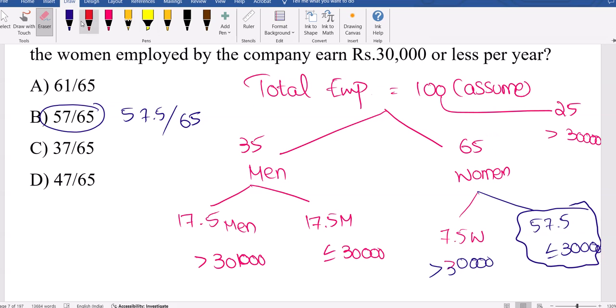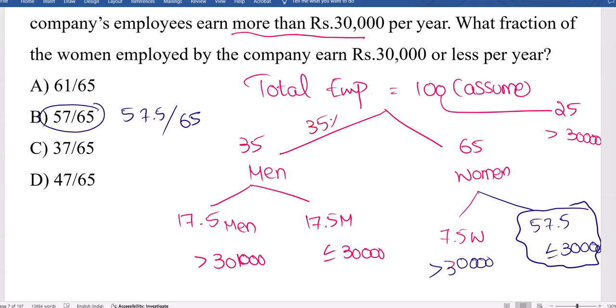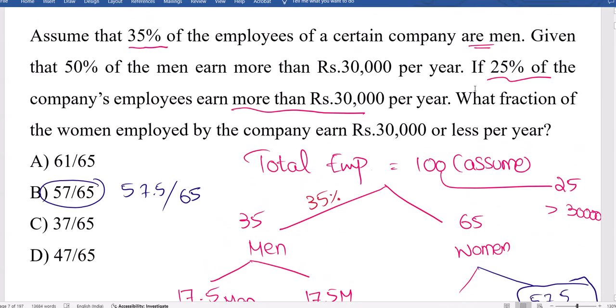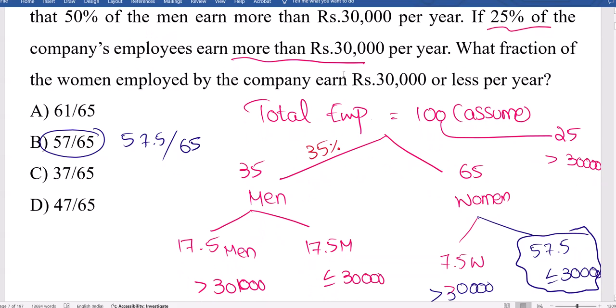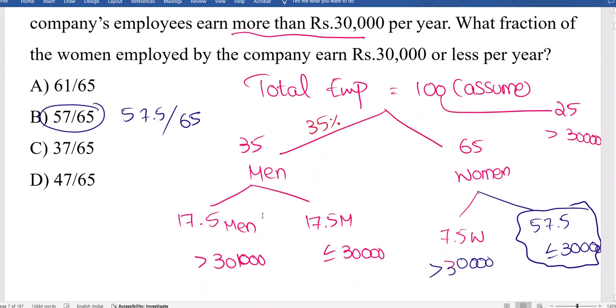The same question they can give in ratio, say total employees in 5:2 ratio. Values may change, please focus on the approach. Total employees, 35% are men, the remaining are women. Among men, 50% are getting more than 30,000 per year, so 17.5, and the remaining 17.5 earn less. Among the options, the best suitable is option B. I agree there is a mistake, but still the best suitable is B. But focus on the approach, please.